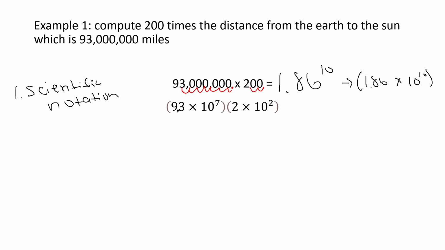And from this point, it's really easy because we just multiply our whole numbers. Because our bases match, we add our exponents. When we are multiplying, remember we add exponents. So we do 9.3 times 2, and then we do 10 to the 7th power, 10 to the 2nd power, so we add them. What we get then is 18.6 times 10 to the 9th power. Now let me write this step in here. We multiply.